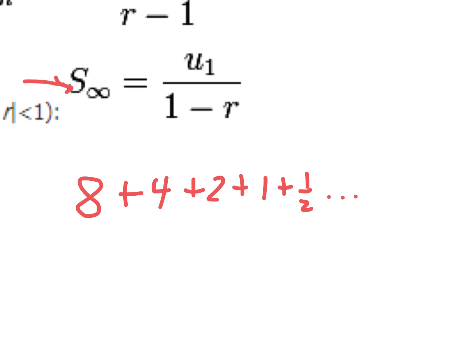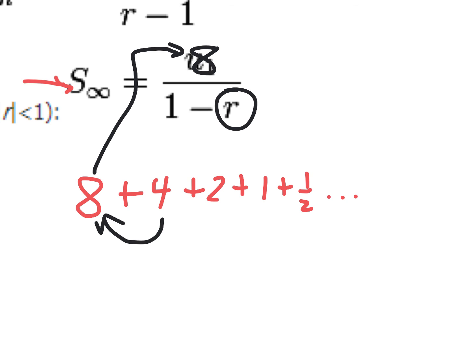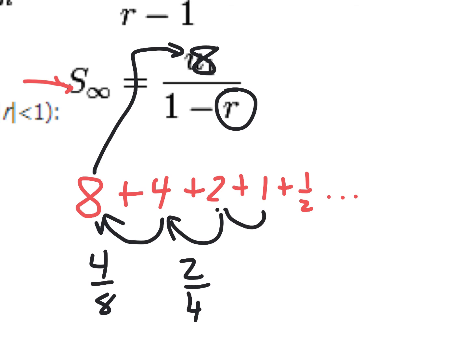Please put in, what's u sub 1? JP, what's u sub 1? The first term. Right there. 8 is the first term. 1 minus r. The ratio is like this. 4 divided by 8. 2 divided by 4. Noticing a pattern? 1 divided by 2. Oh my gosh, they're all 1/2, so the ratio is 1/2.